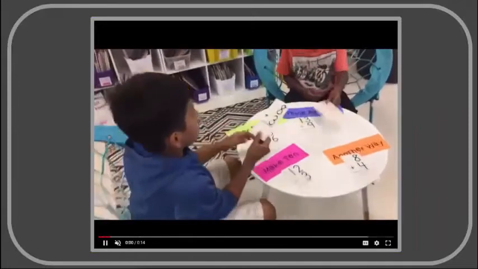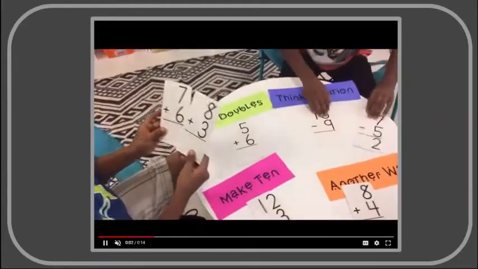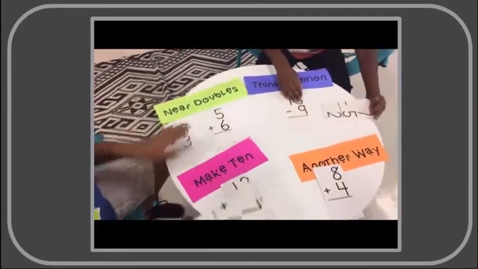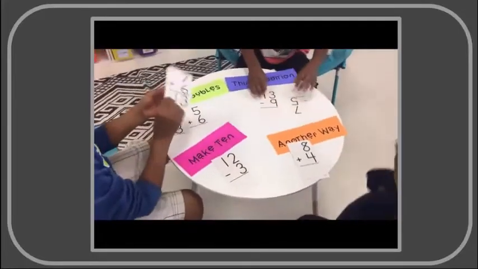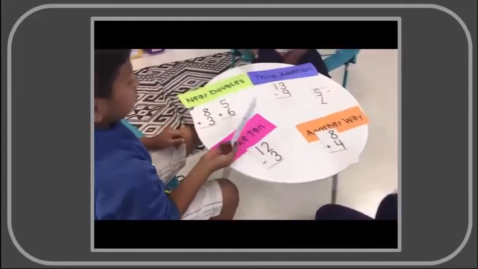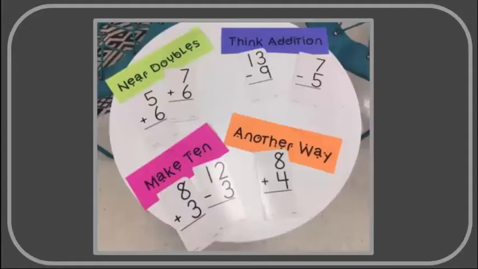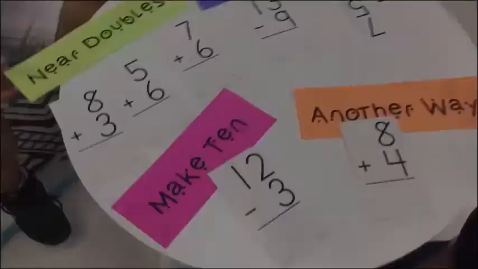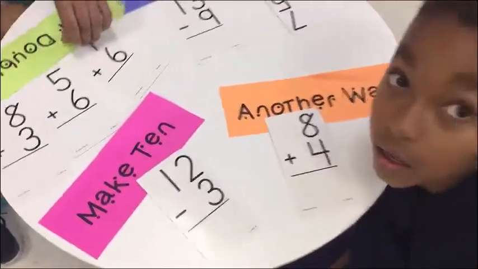After sorting a set of cards into different categories, students then explain why their strategy would work. As students worked collaboratively, they discussed the reasonableness of their answer and modified their thinking as needed. Why did you put 12 minus 3 under make a 10?